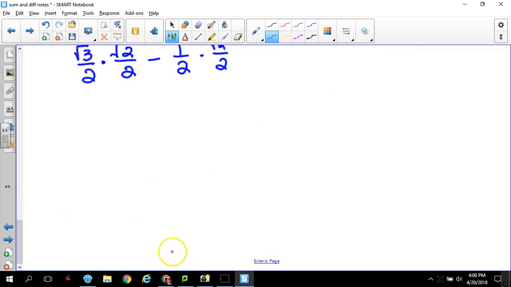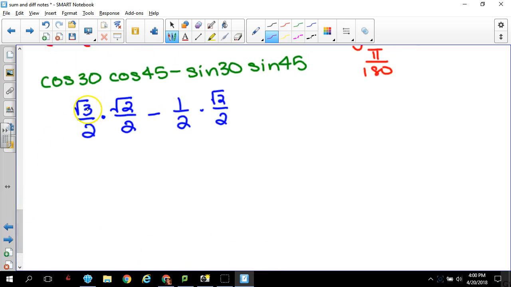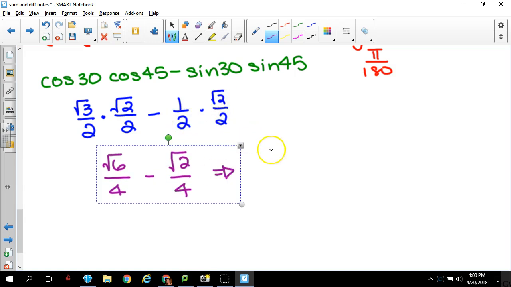When I multiply all of these together, square root 3 times square root 2 gets me square root 6. 2 times 2 is 4. 1 times square root 2 is square root 2. 2 times 2 is 4. So now I have square root 6 minus square root 2 over 4, and there's my final answer.